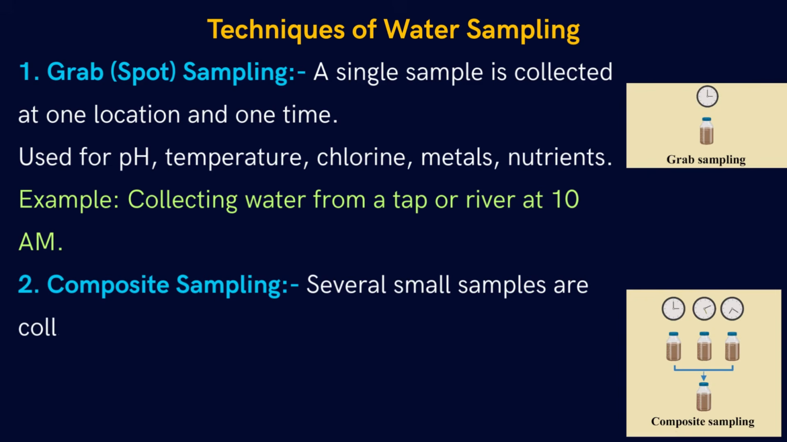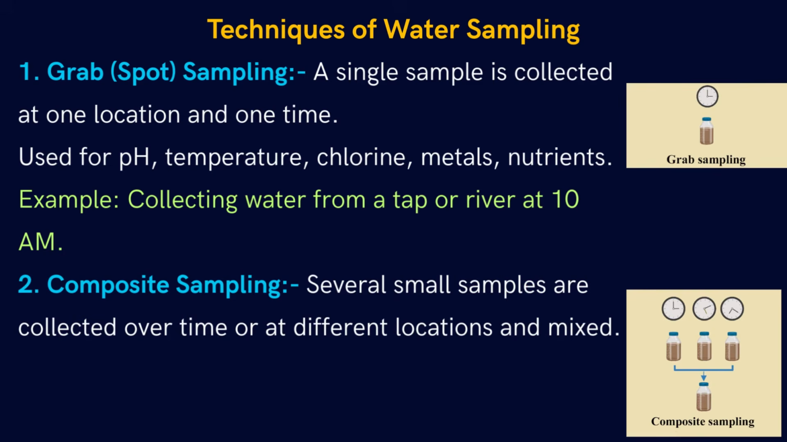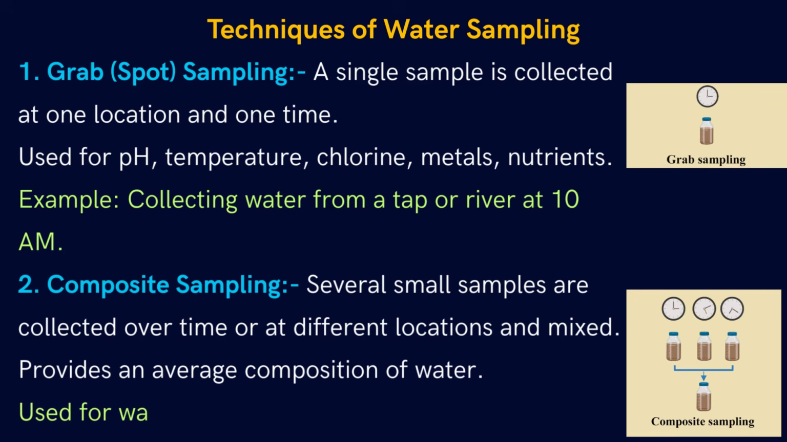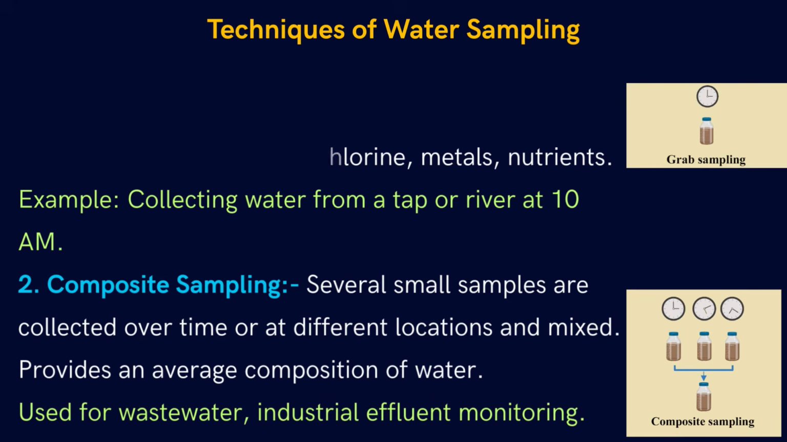And second one is composite sampling. Several small samples are collected over time or at different locations and mixed. Provides an average composition of water. Used for wastewater, industrial effluent monitoring.